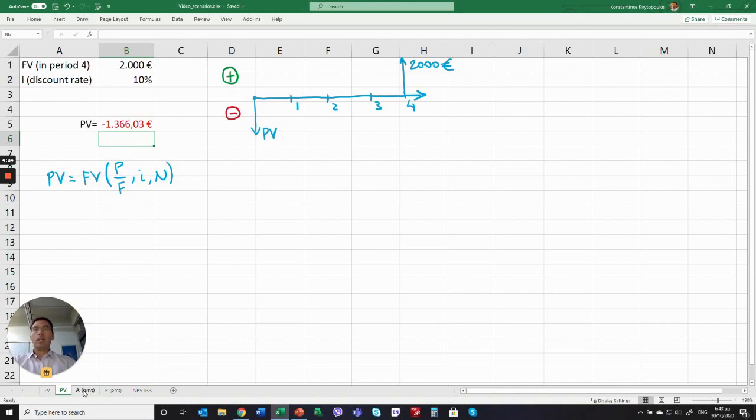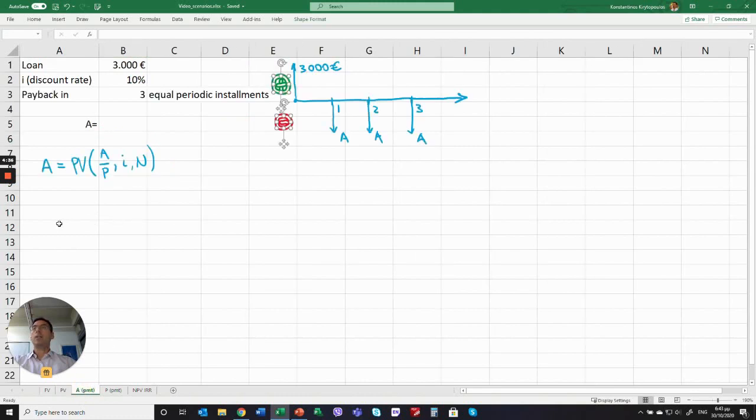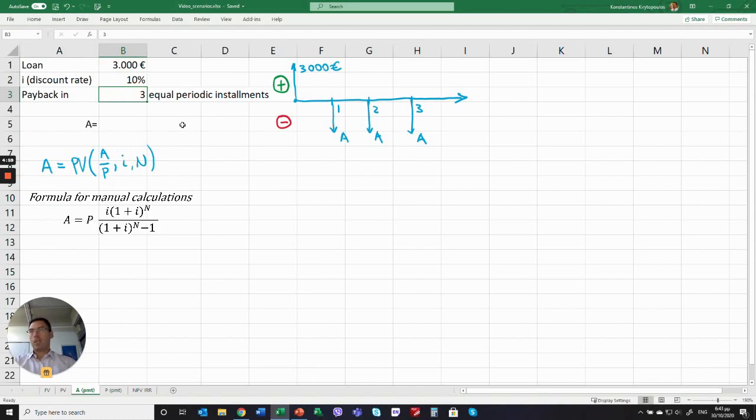Another typical problem in this area of investment analysis is a loan that is going to be paid back in equal periodic installments. So now assume that you receive a loan of 3,000 euros, you have a discount rate of 10%, and you need to pay this loan back in 3 equal periodic installments.